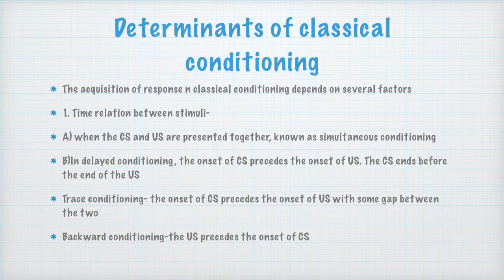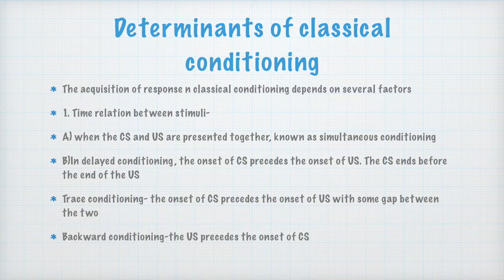According to time relation between stimuli, it has been divided into four types. The first three are called forward conditioning procedures, and the fourth one is called the backward conditioning procedure. The first one is known as simultaneous conditioning. Here the CS and US are presented together, that is, the conditioned stimulus and unconditioned stimulus are presented together.